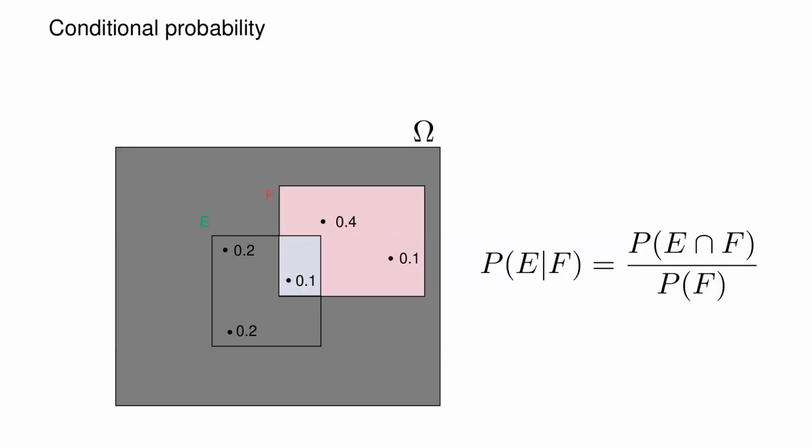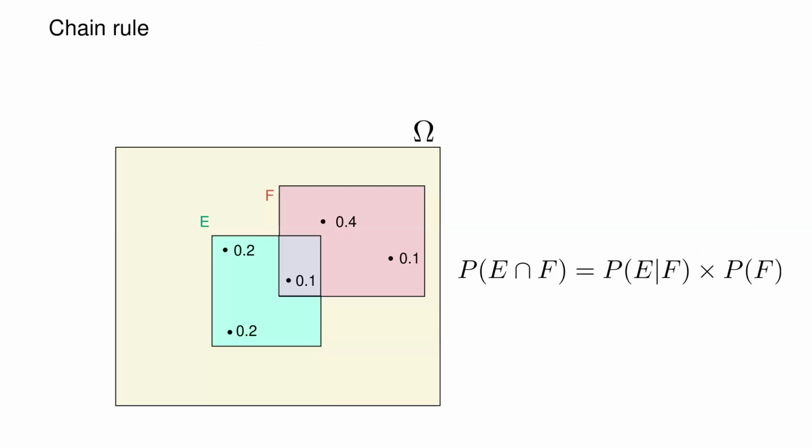If you rewrite that same formula slightly differently, it's exactly the same formula, you just multiply by P of F on both sides, you get what is known as the chain rule. So whenever you have the probability of an intersection of two or even more events, you can rewrite it in the form of a chain. So the probability of E and F is the probability of F multiplied by the probability of E knowing F. That can be generalized to any number of events, right?